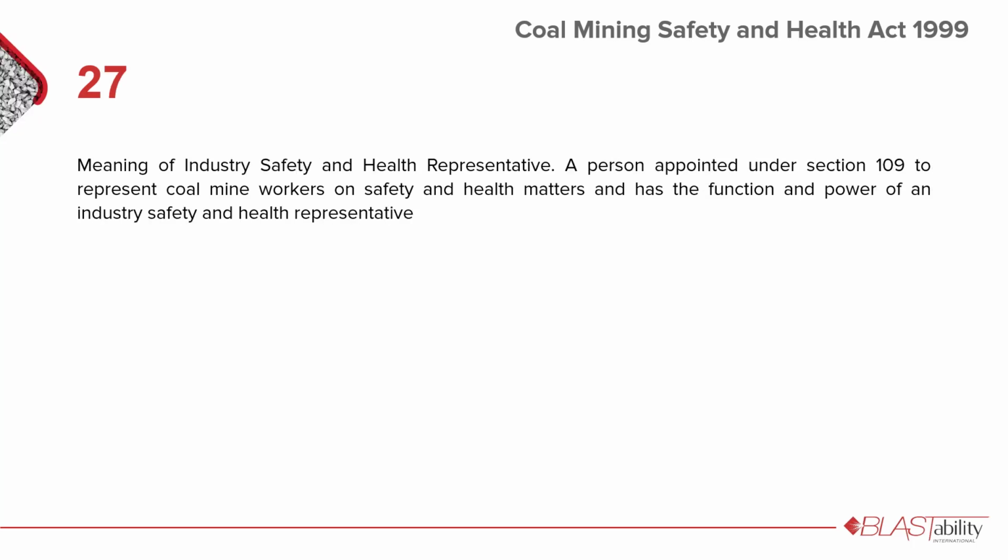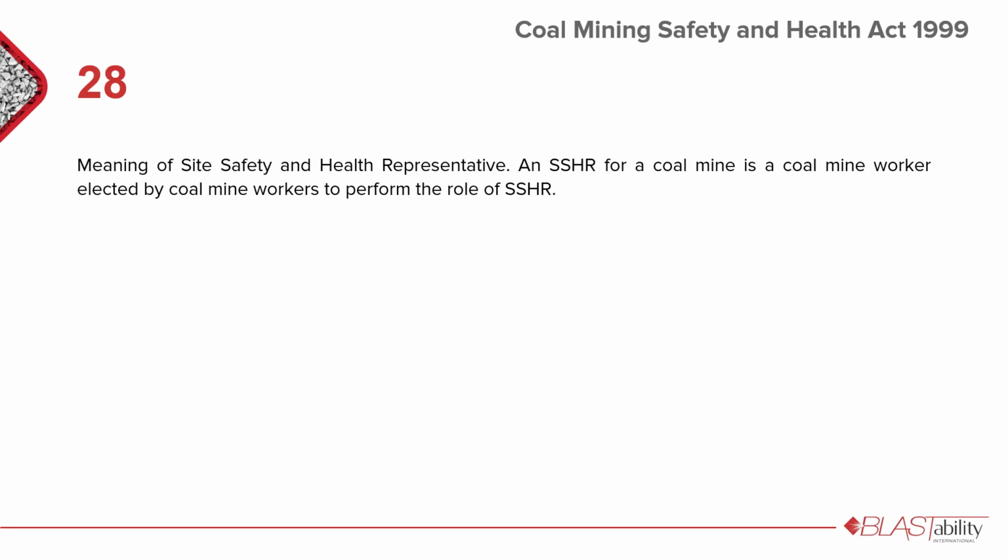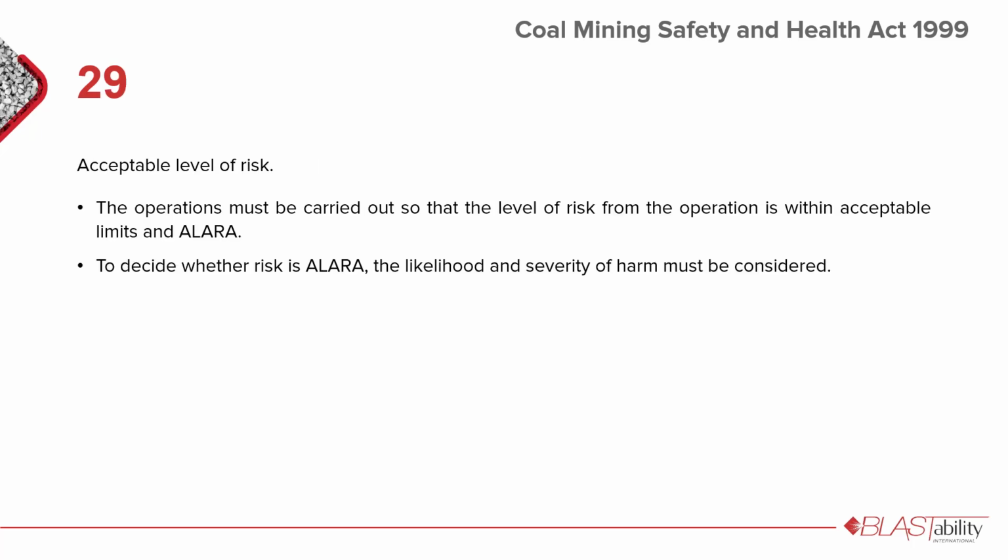27. Meaning of industry safety and health representative. A person appointed under Section 109 to represent coal mine workers on safety and health matters and has the function and power of an industry safety and health representative. 28. Meaning of site safety and health representative. An SSHR for a coal mine is a coal mine worker elected by coal mine workers to perform the role of SSHR.